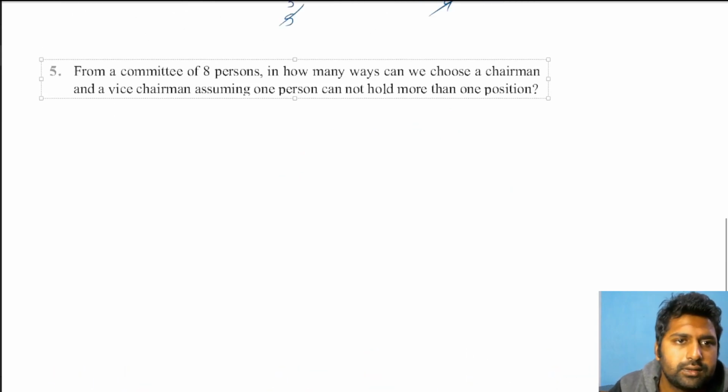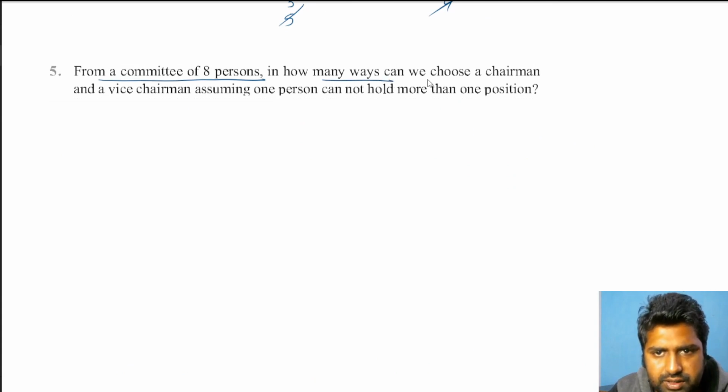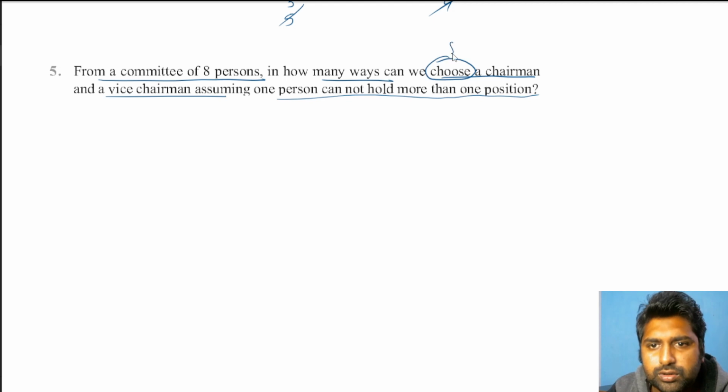Okay, next is like there is a committee of 8 persons. In how many ways can we choose a chairman and a vice chairman, assuming one person cannot hold more than one position? As such, the question is saying choose. I told you that this is like selection, and for selection we don't use permutation. Somehow this question can be solved with permutation also, and it can be solved with combinations also. It's not like there's only one method restricted.